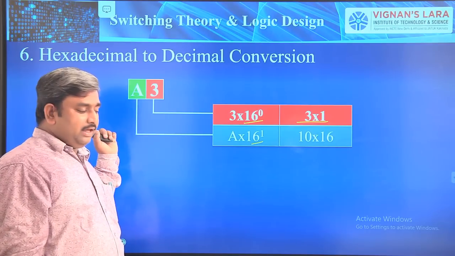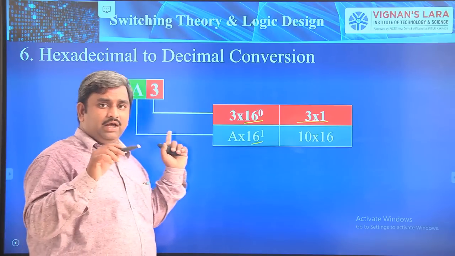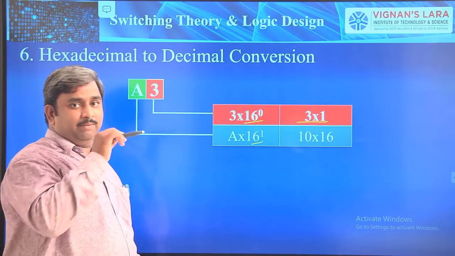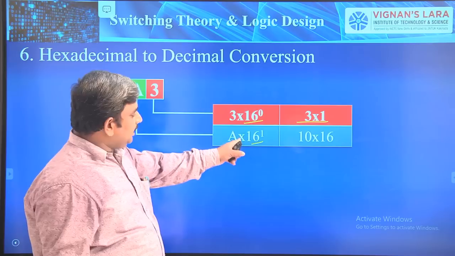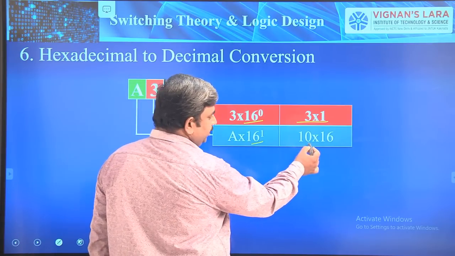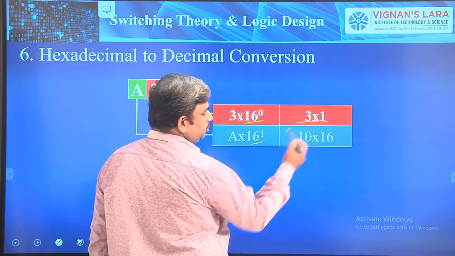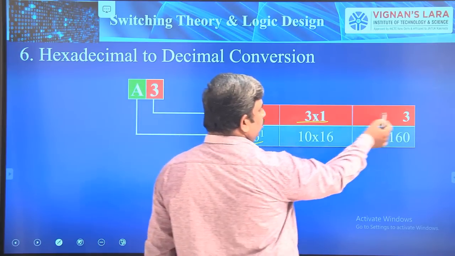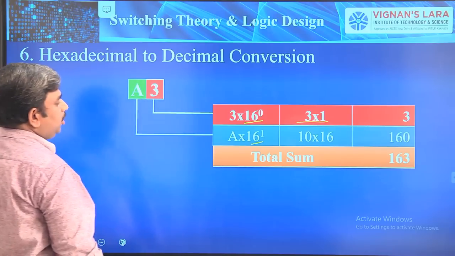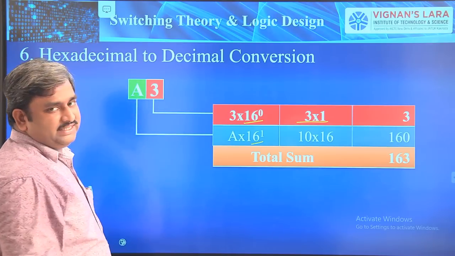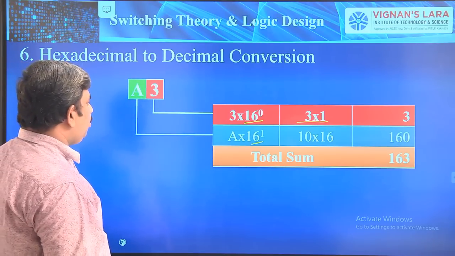Okay, so in the previous examples we did some F calculation. The remainder we got was 15 and the 15 we are representing with F. Okay, here A value is 10. So 10 into 16, that is equal to 160. So 3 into 1, 3. 10 into 16, 160. So the final value, the total sum, is equal to 163.